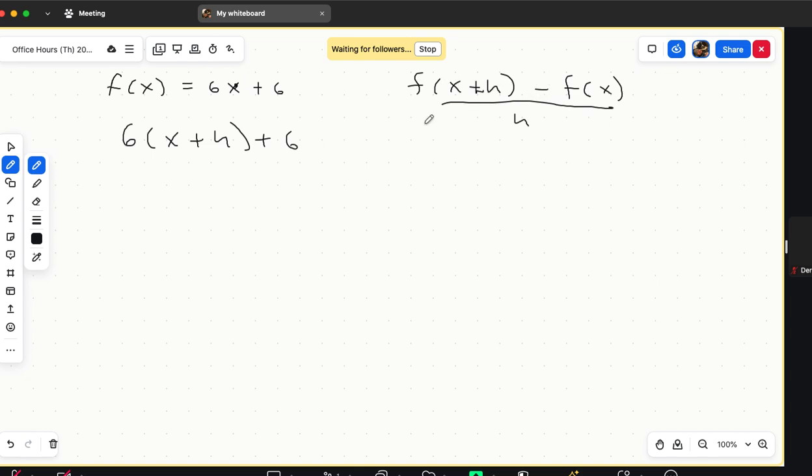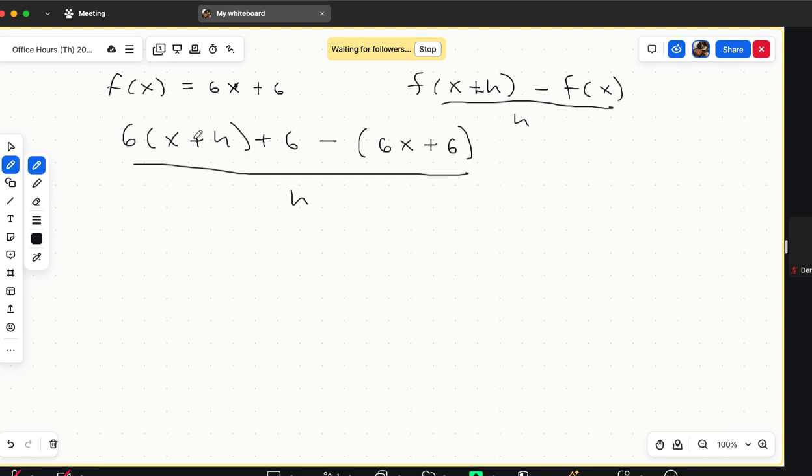And we're supposed to subtract from that. Remember, whenever you subtract, always open a parenthesis so that you get all the pieces subtracted. We're supposed to subtract from that f of x, which is just the original function. And then all of that is going to be over h. And now we have it set up, and we just got to clean it up and simplify.